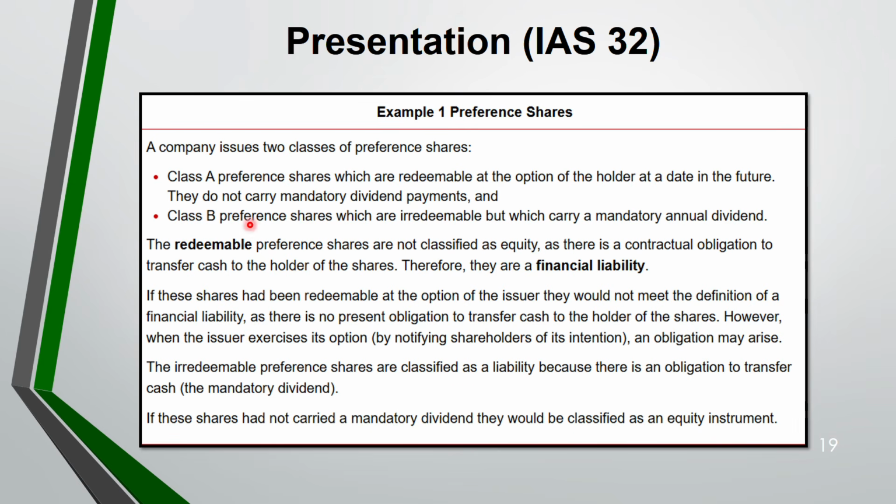The second part, the class B is irredeemable. They're classified as liability, because there's an obligation to transfer the cash, the mandatory dividend. There's a mandatory dividend attached to it, even if it's irredeemable. But if the shares had not carried that mandatory dividend, then they will be equity only. Because they had carried a mandatory annual dividend, they are liability, not equity.